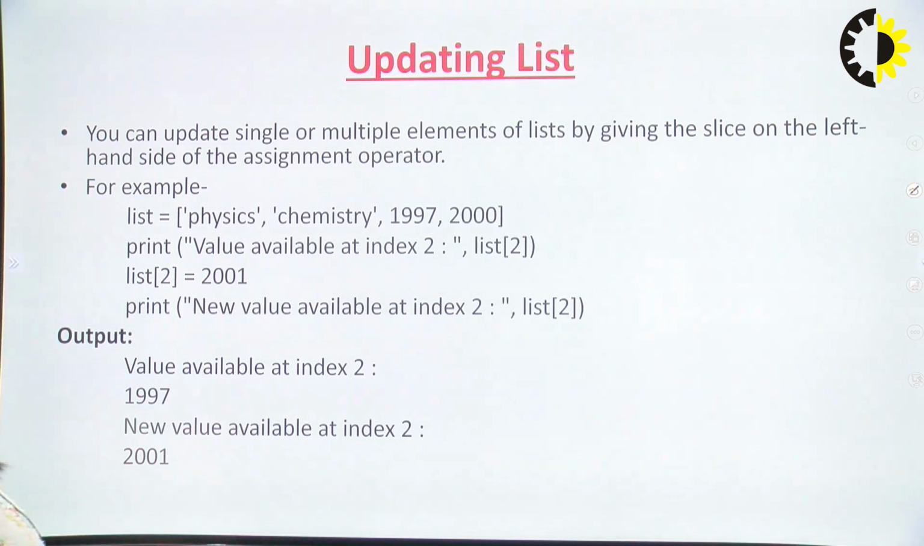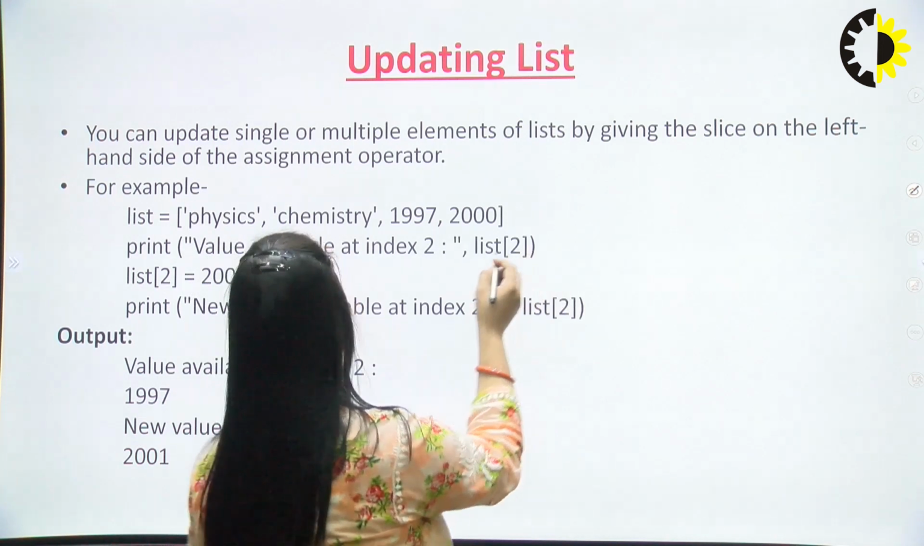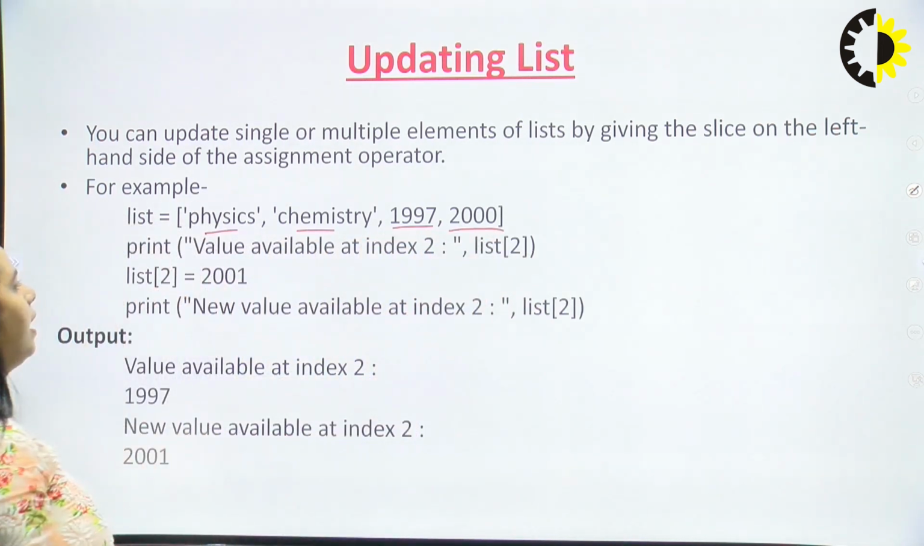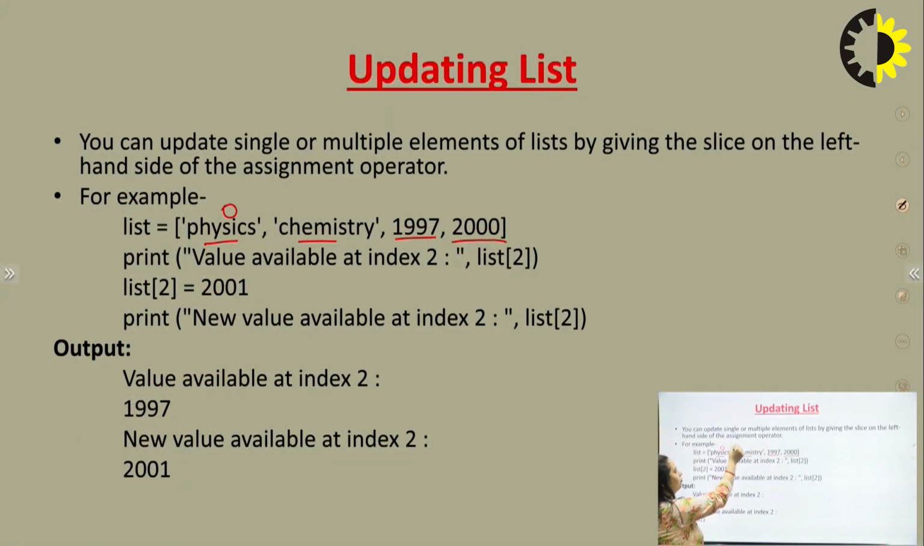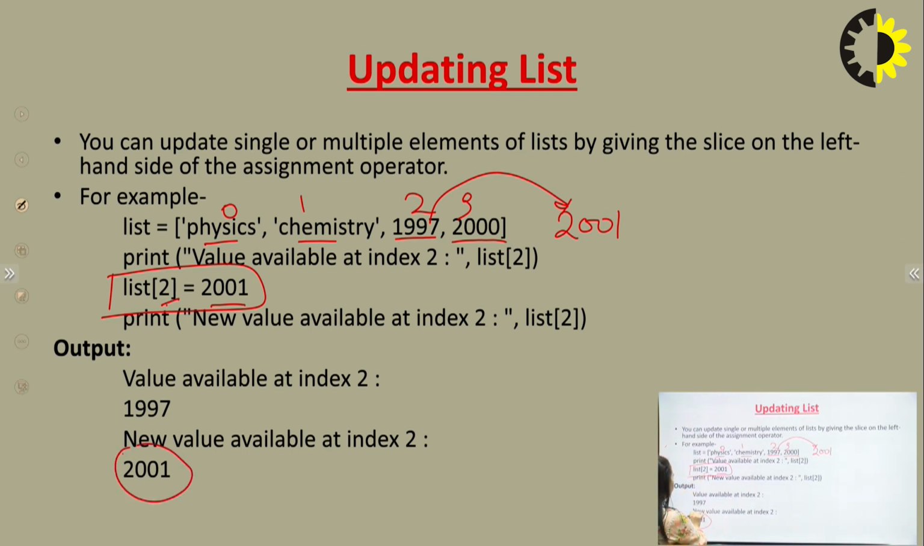Now, how to update a list? We can update a list simply by using its index value. We have a list of physics, chemistry, 1997 and 2000, with indexes 0, 1, 2 and 3. Now, with the help of this line of code, I am updating the value at index 2 to 2001. At index 2, I have 1997 and I have to update it to 2001. So after updating, I will get 2001 in the place of 1997.